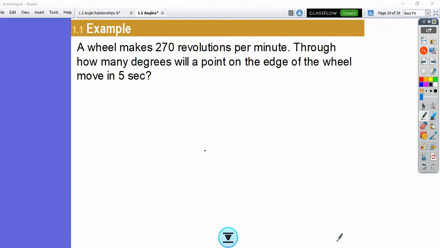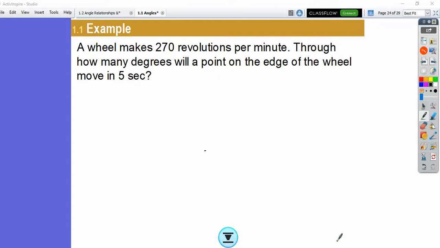We have a wheel that makes 270 revolutions per minute. Through how many degrees will a point on the edge of the wheel move in 5 seconds? Now there are people who can just look at this and their mind works and they know exactly what they need to do to get the answer. If that's you, as long as you're showing me what you're doing, that's fine. I prefer to write things out to make it a little more clear.